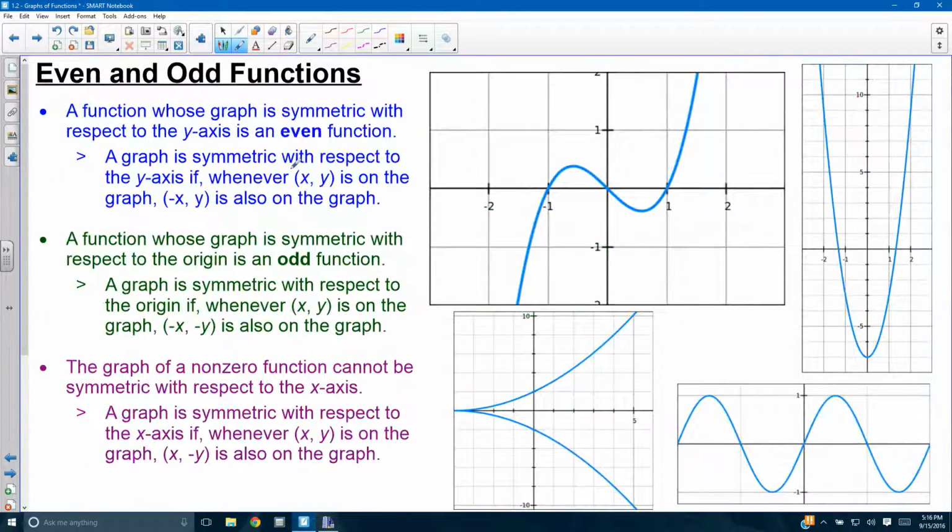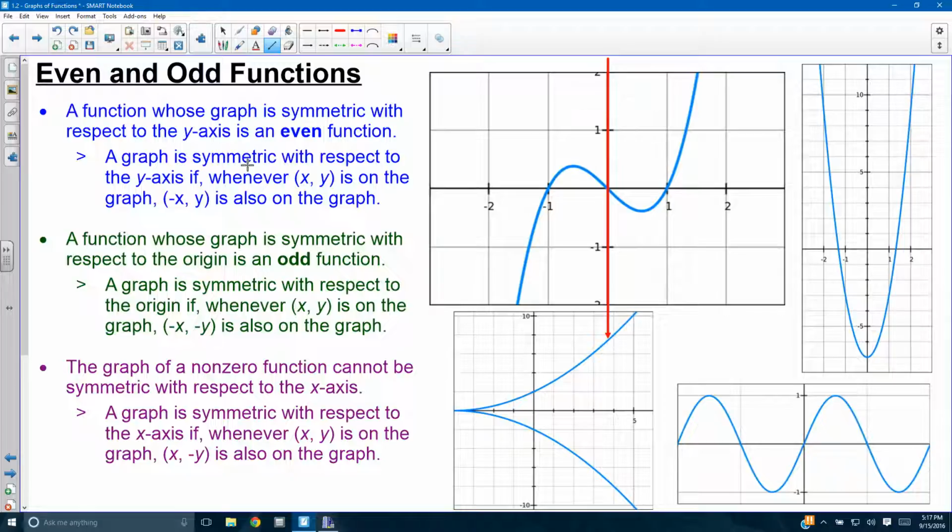Okay, the last bit here is on even and odd functions, and I have some displays to kind of show you what this is about. I'll make this one pretty quick. A function whose graph is symmetric with respect to the y-axis is called an even function. Symmetric with respect to the y-axis means if you have the y-axis drawn down through right here, the left and right side are mirror images of each other.